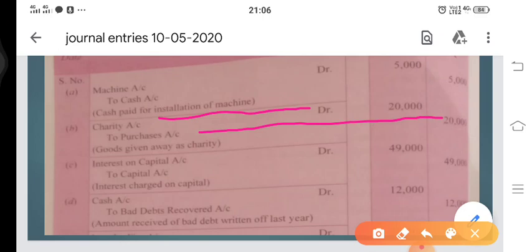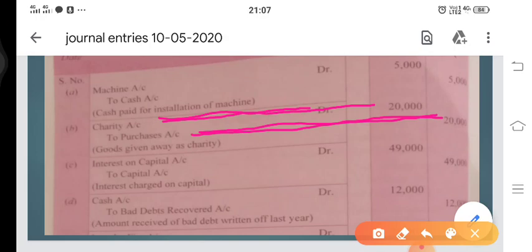One more thing, do remember it very clearly: the debit amount goes just in front of the debit in the debit column, and the credit amount goes just in front of the credit in the credit column.